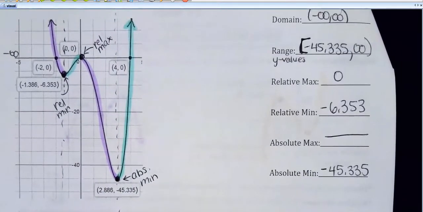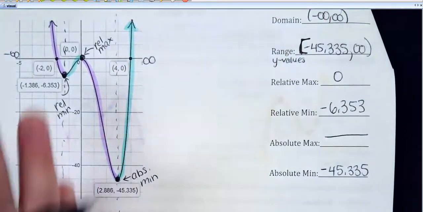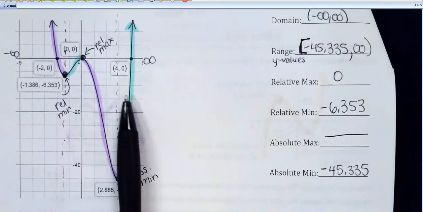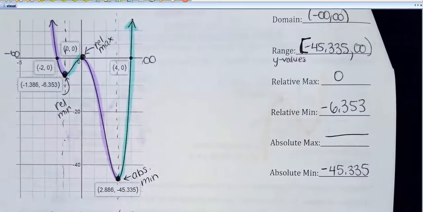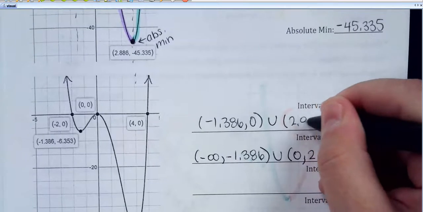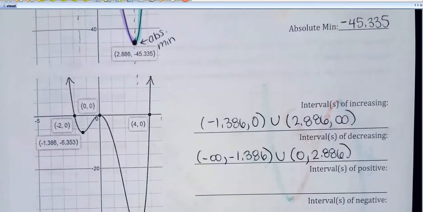But remember, I'm not going up, I'm traveling to the right. So I'm describing what I'm doing from left to right. So as I go from that 2.886 to infinity, the rest of that graph is increasing. So I'm going to scooch this back up. And this is going to be 2.886 to positive infinity. The rest of that graph is increasing.